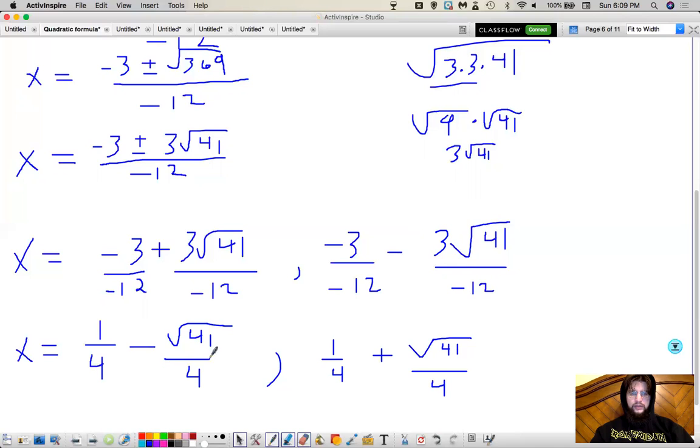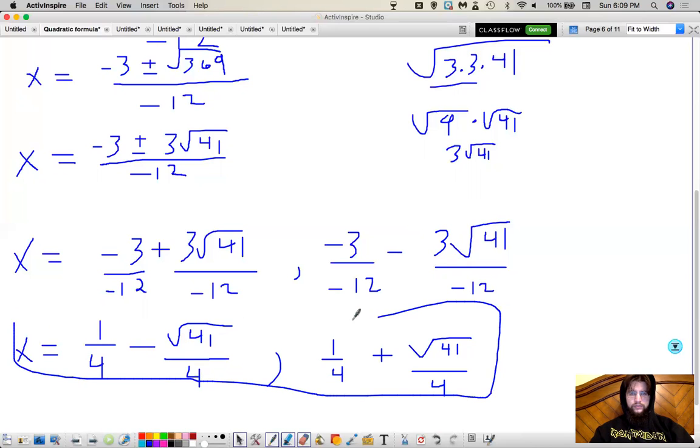It's important to note that this whole thing is over 4, not just 41. It's square root of 41, and then that square root of 41 is over the 4. The 4 is not under your radical. Don't put it there. And that's my answer. This is one answer. That's the other answer. Nothing else you can do with those. Move on.